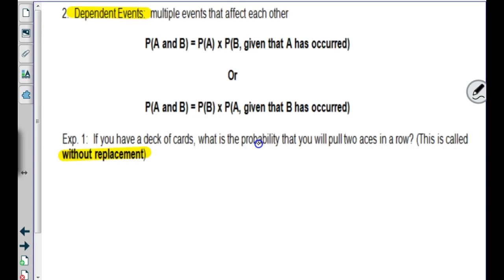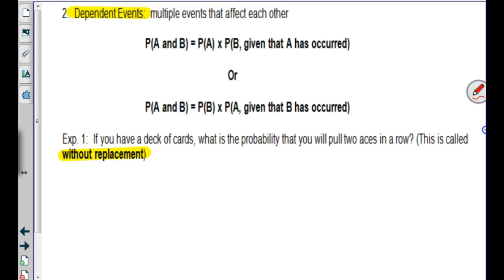All right. Dependent events are usually things you talk about like without replacement. What's the chance that I draw a jack? I don't put the card back. And then what's the chance I draw another jack? Do you see that those are related to each other? Because you've taken a card out of the deck, the probability changes for the second event.